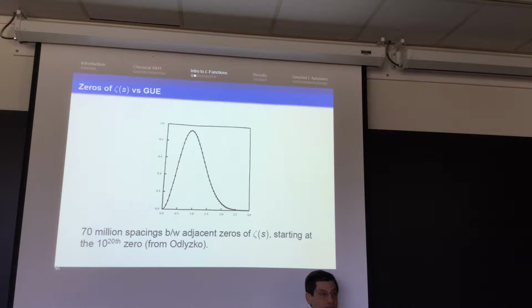Yeah, for smaller zeros, the limiting behavior may not have set in yet. So if you go down to the 10 to the 20th zero, you've gone pretty far down. But we hope it's far enough down to see what's really going on in the limit. And it's an incredible fit between the eigenvalues of matrices and the zeros of L functions.